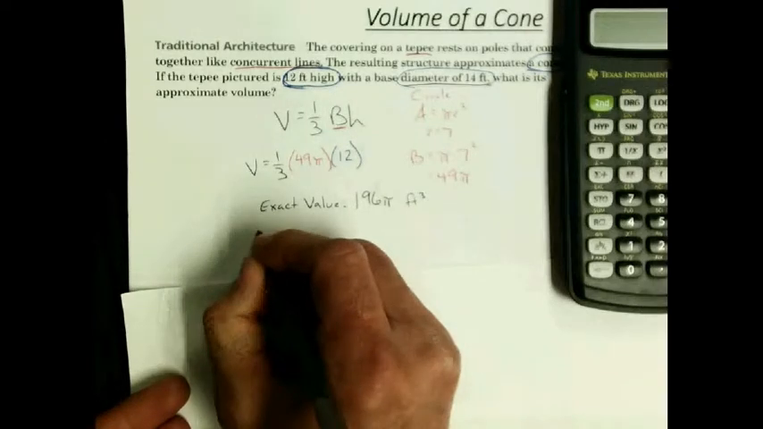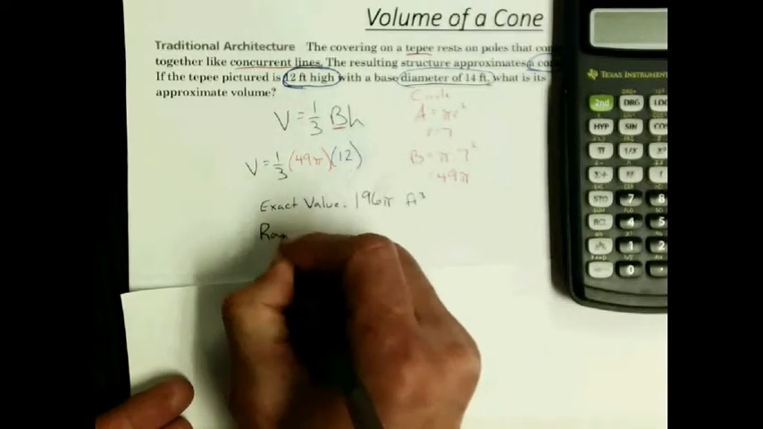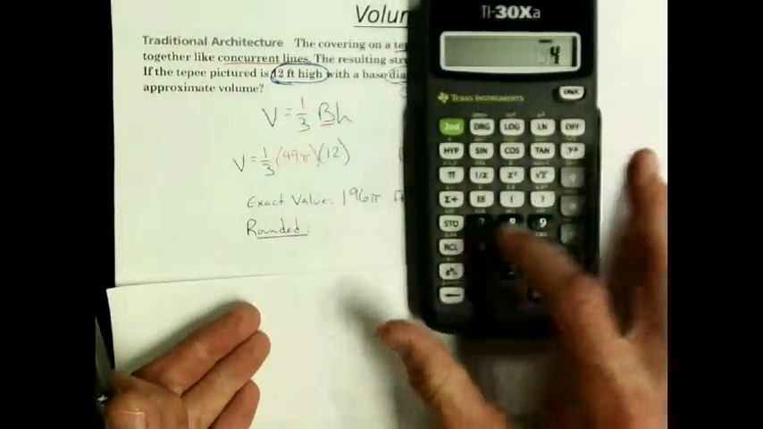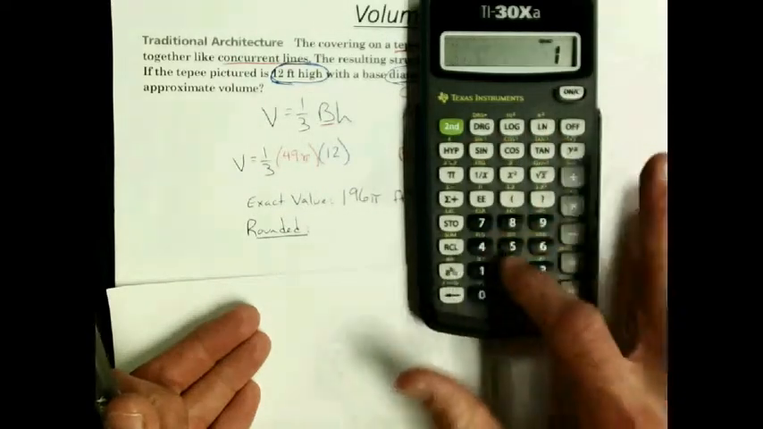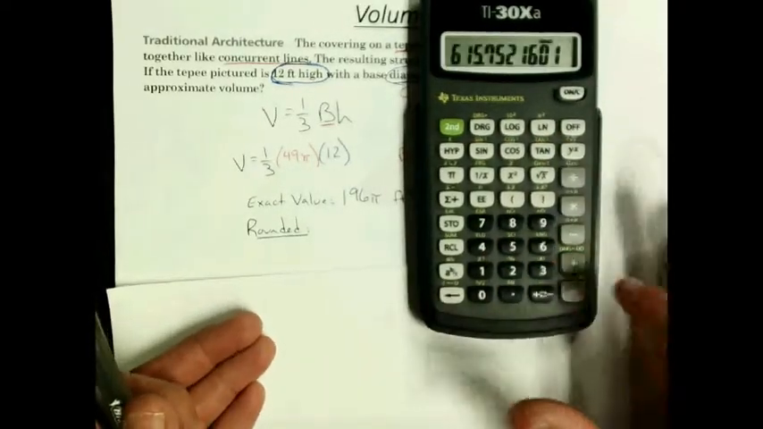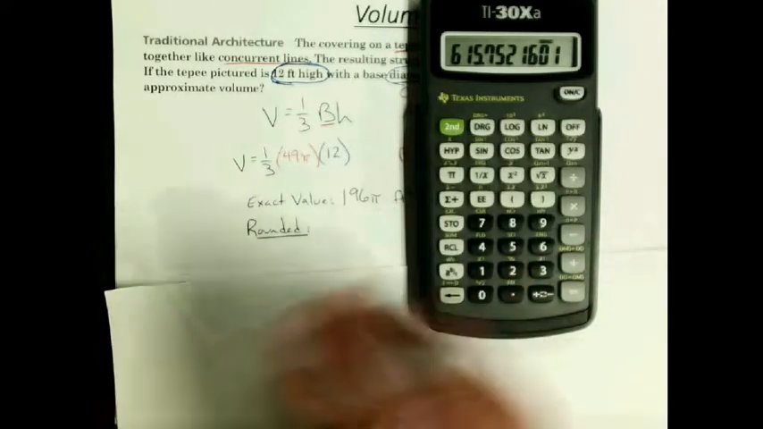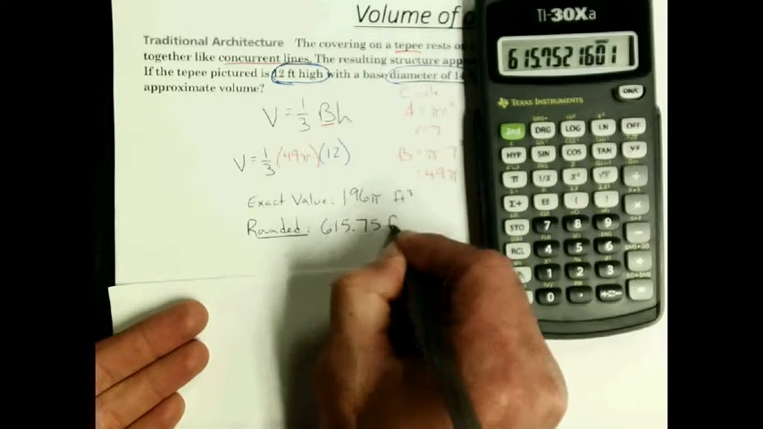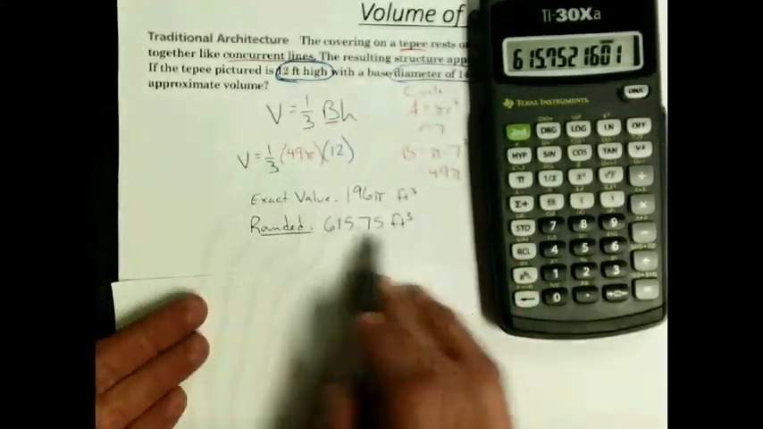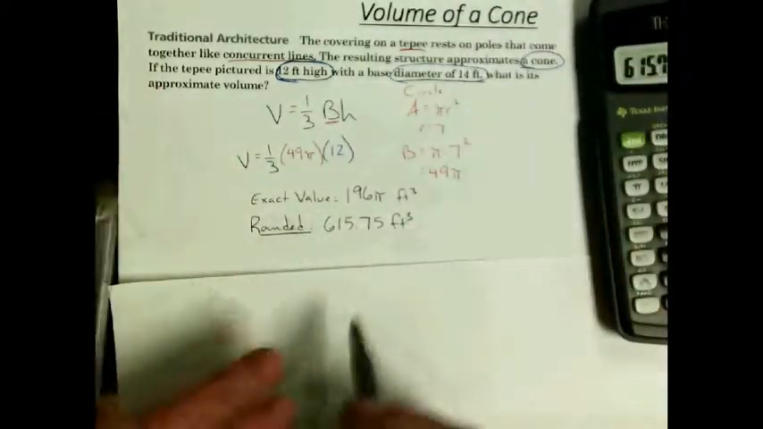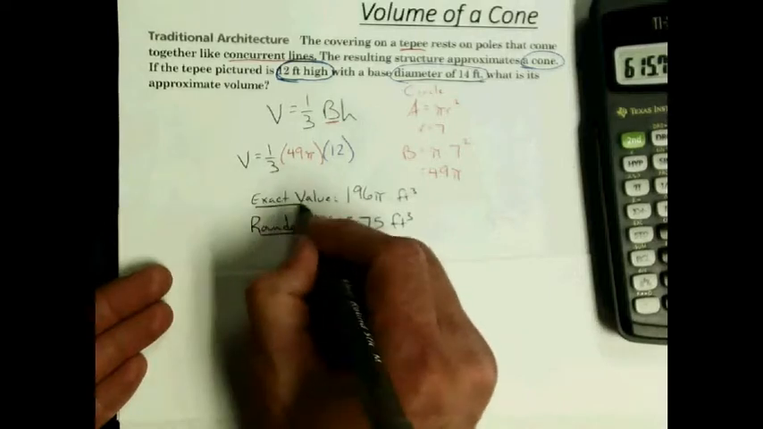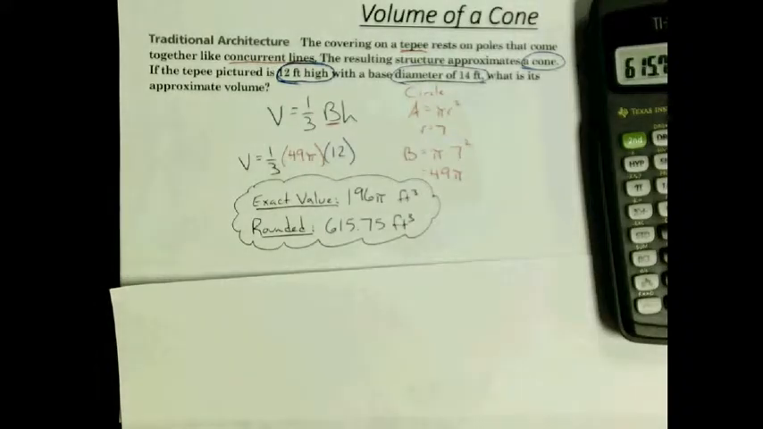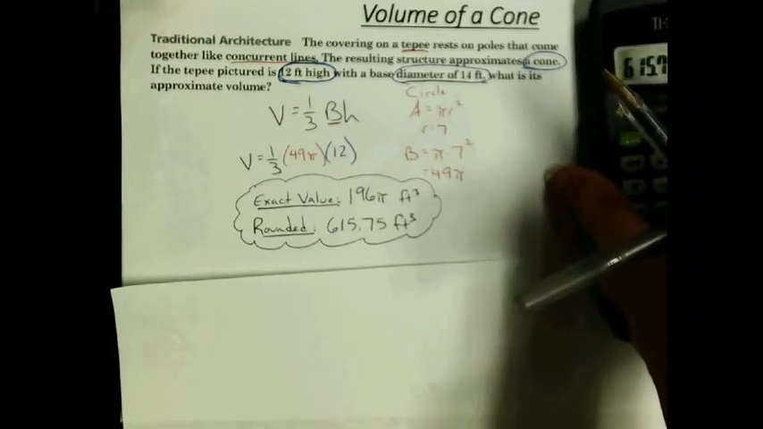If we wanted an estimate or rounded, which is what this particular problem wants, it'd be the same type of thing. 49 times pi times 12 is equal to whatever. Divide that by 3, 615.75. So that's 615.75 cubic feet. However, this says approximate, so we can come close, 600 cubic feet, whatever we want to say. Once we have our formula set up, the rest is just, how are we using the calculator in this example? Not that big of a deal.